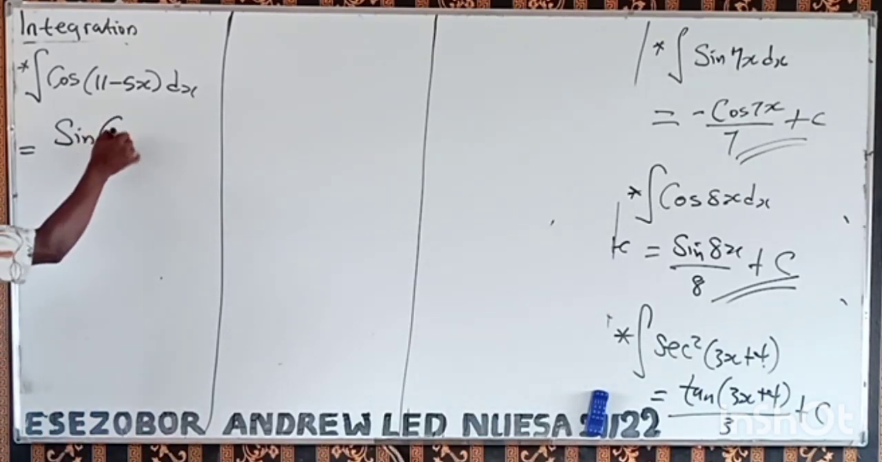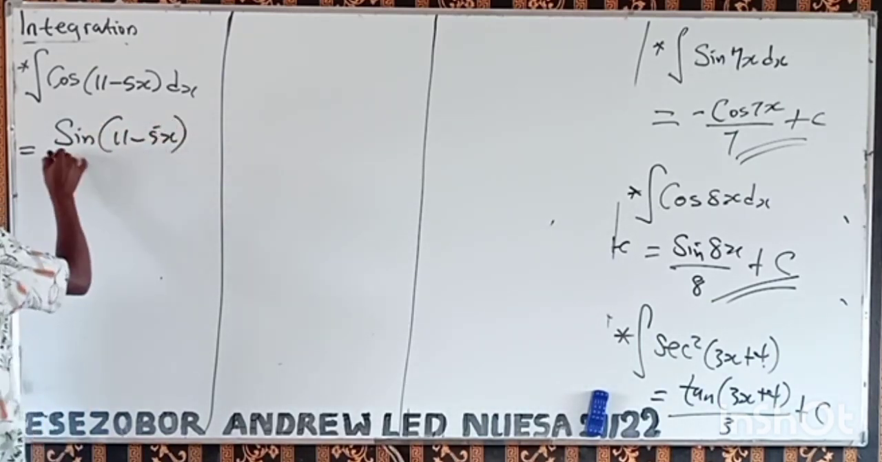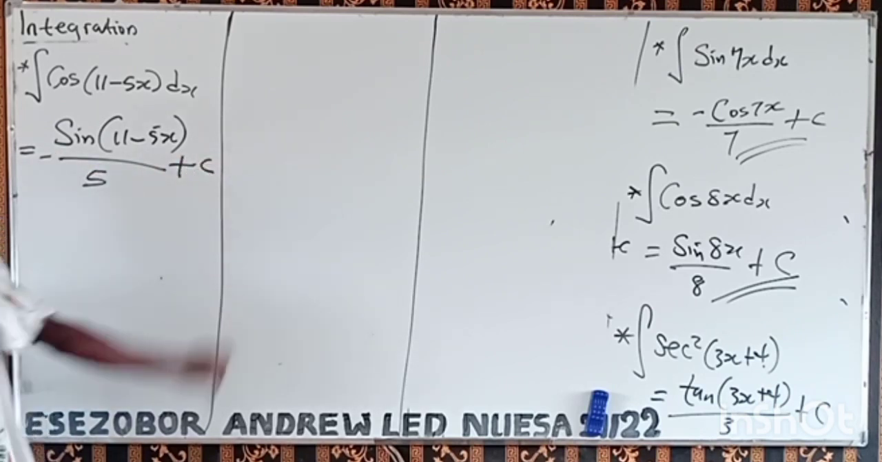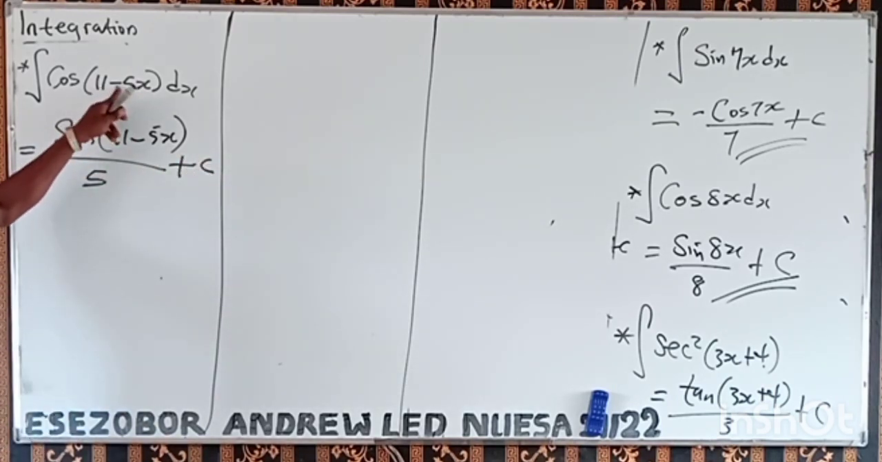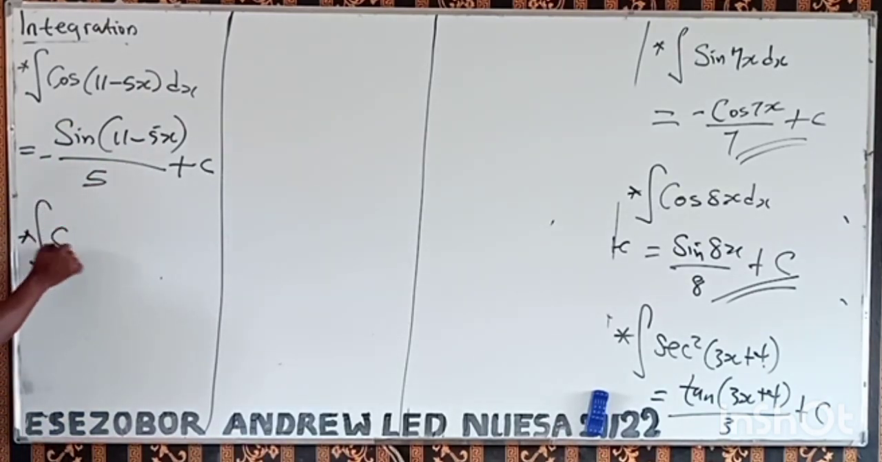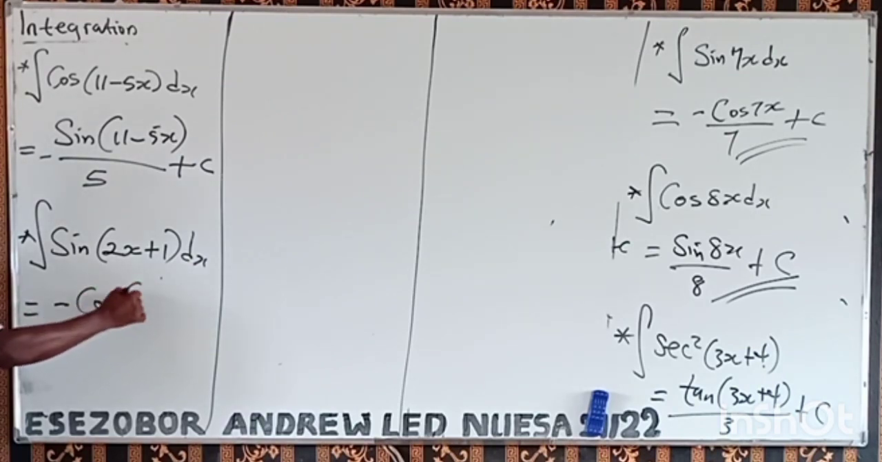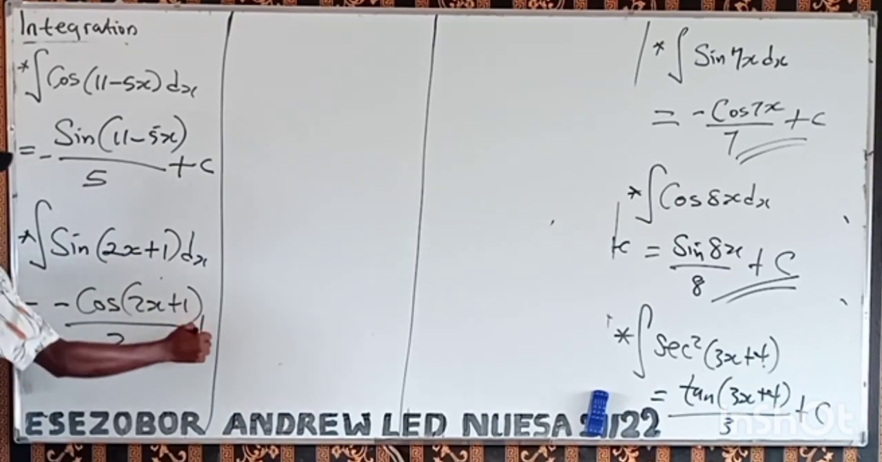Think of that too. So 11 minus 5x, then over the derivative of that. Differentiate 11 minus 5x, I'm going to have minus 5, plus c. Just the way you're going to press here, minus 5. Remember that, plus c. So I have the integral of sin (2x plus 1) dx. What will that be? That will be minus cos (2x plus 1) over 2, plus c.